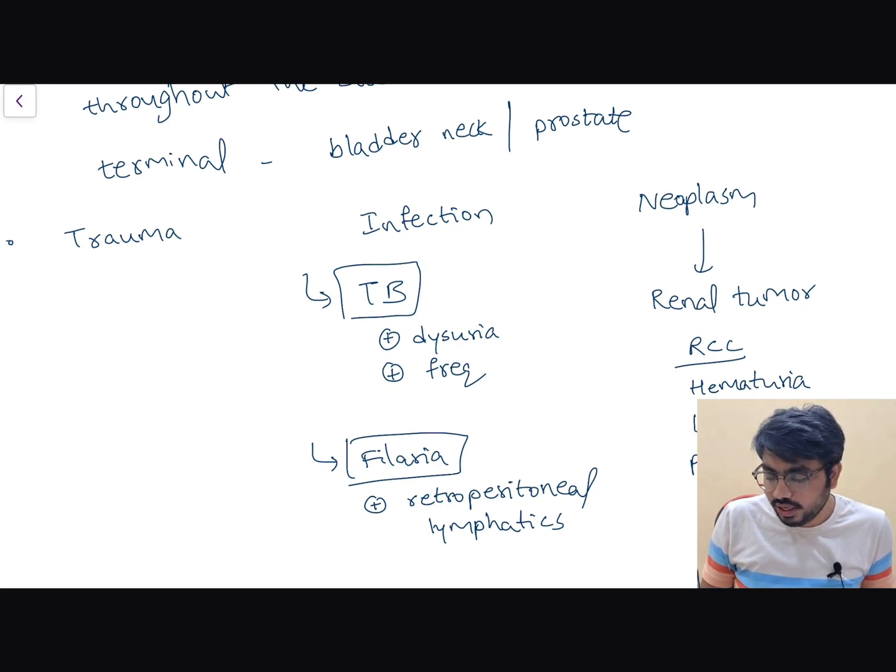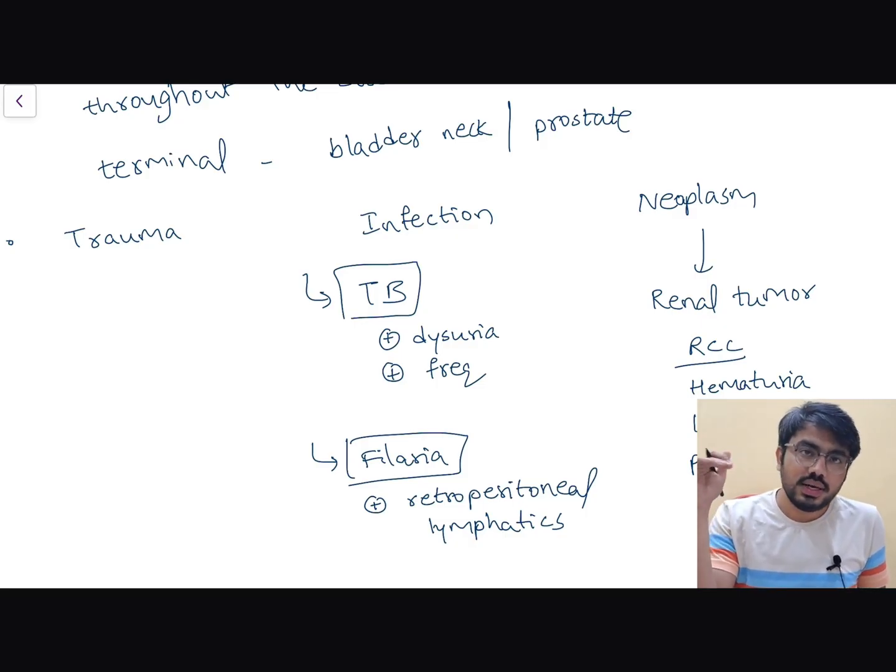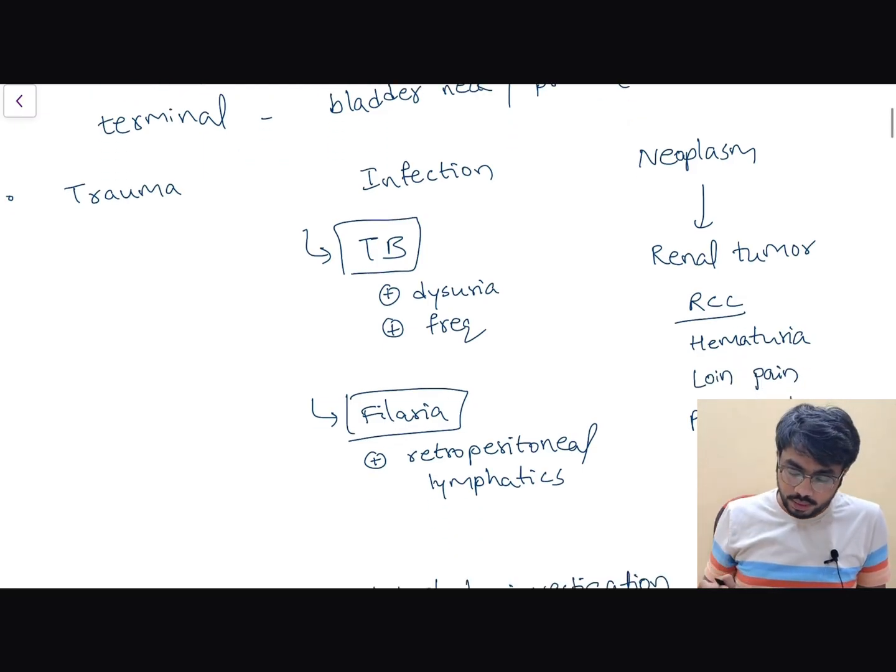This is a very important triad for renal cell cancer. But all three features of the triad are seen in only maybe around 10 percent of the cases. But the triad per se is very important. Okay, what are the three features of the triad? Hematuria, loin pain, palpable loin mass. These are the three features.